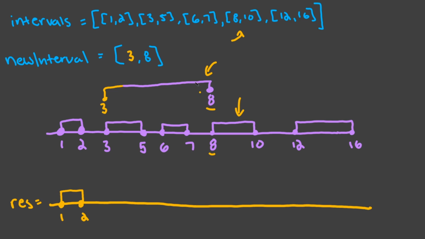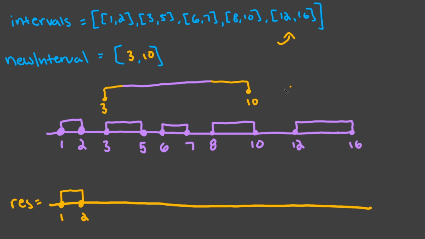So now we just update our new interval to be the minimum between the two start times and the max between the two end times. So as you can see, the minimum is still going to be 3, but the max now is going to be 10. So our new interval is going to be updated to 3, 10. And because we merged these two intervals, we still don't want to insert this to our result array because there could be more overlap. So now we look at our last interval here, 12, 16.